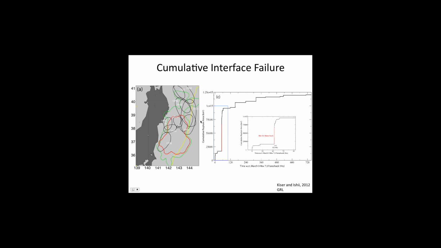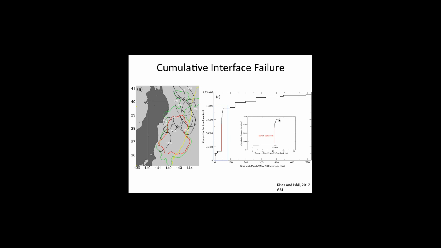On the y-axis is cumulative rupture area. On the x-axis is time with respect to March 9th. And what you can see is a dramatic increase on March 11th of the cumulative rupture area. This inset is just of this blue box here. So you see this is the foreshock. This red line represents the main shock, but then you still have the cumulative interface failure grow considerably in the 4.5 hours following this main shock.